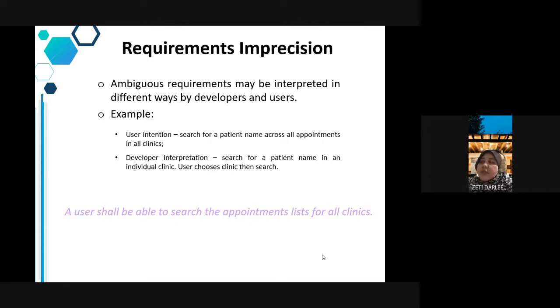Based on this user statement ni, user nak ni. So during the investigation tu, communication between the user and developer is very important. Alright. So basically apa yang dia nak is user shall be able to, user ni refer kepada klien kita, able to search the appointments list for all clinic. So kita kena provide lah the functionality for that.